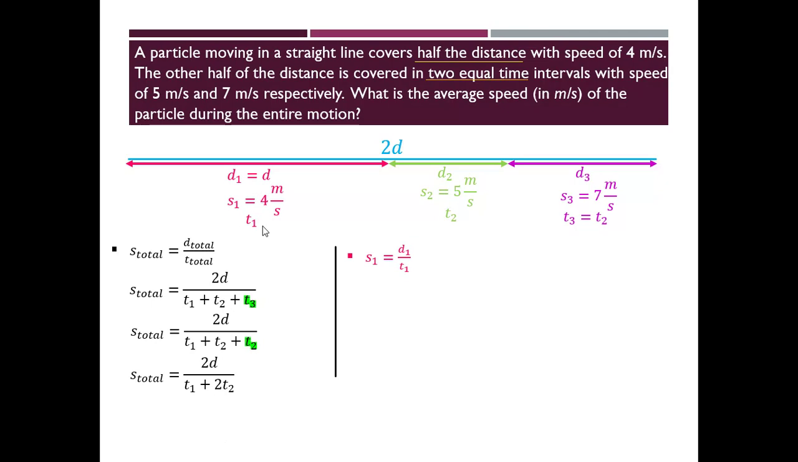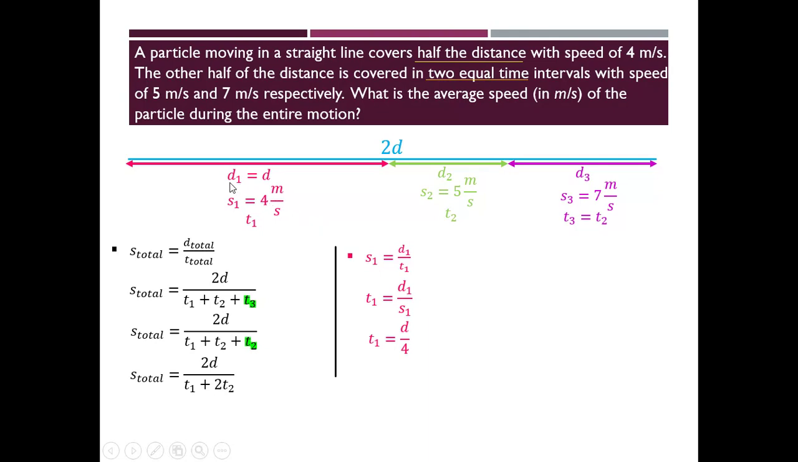Just write it out. So S1 is equal to distance over time. Well, here I want to swap T1 and S1. I want to multiply both sides by T1 and at the same time divide both sides by S1. Or I just think T1 moves to the top left, S1 moves to the bottom right. So here I have T1 is equal to D1 over S1. Well, what's D1?